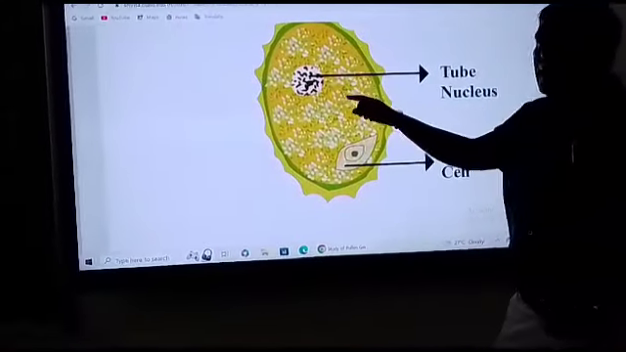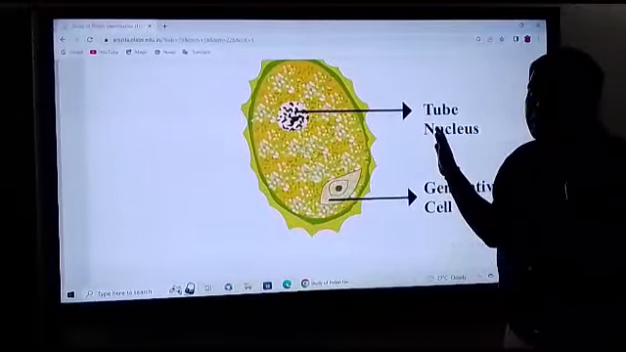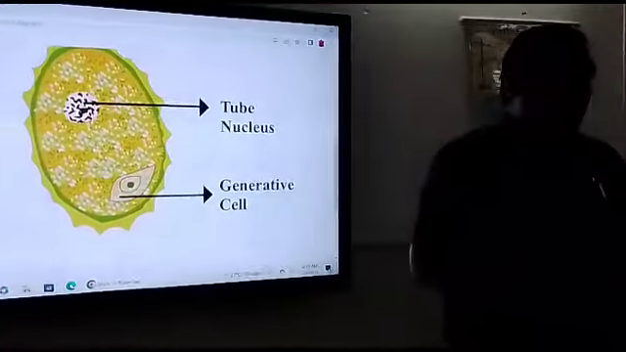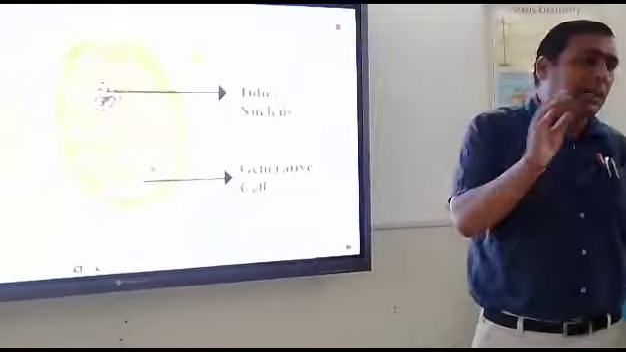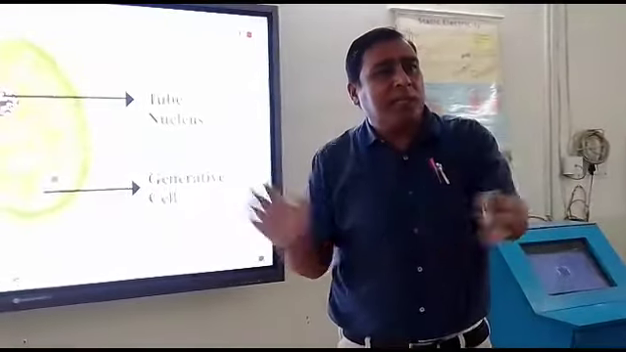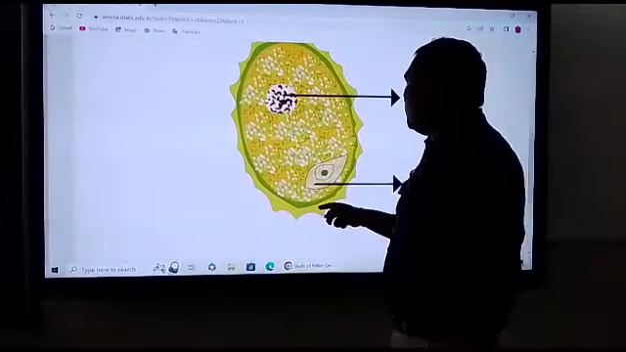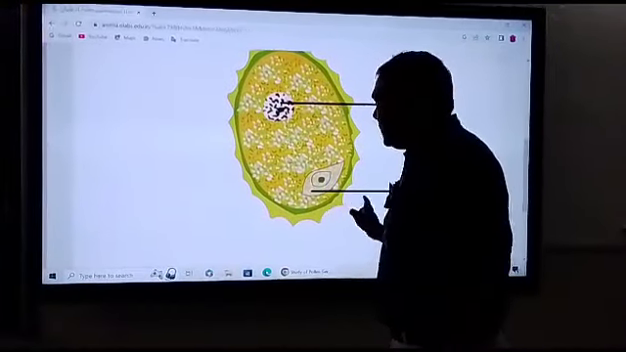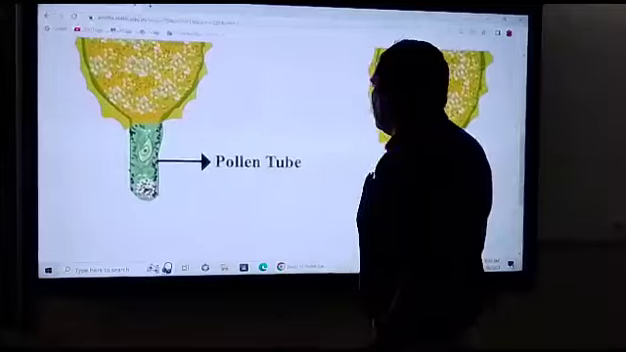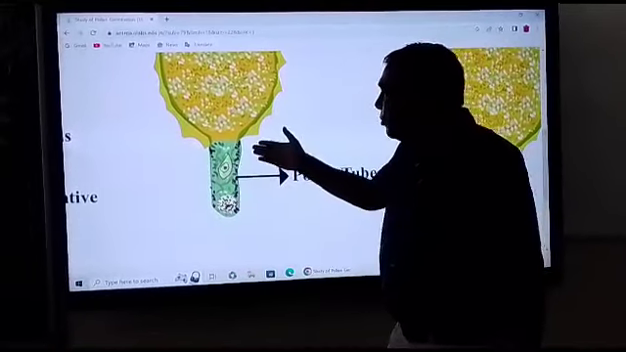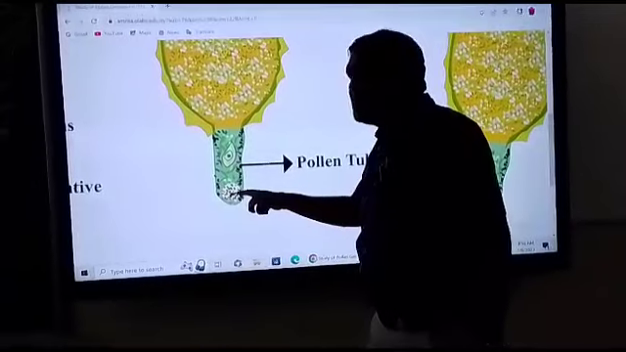You can see here that there is a tube nucleus. What is the tube? The tube has not been formed there. Actually, it is the generative cell, the vegetative cell nucleus. Understood? So what will happen is this is going to form a tube here. That tube is going to be this one. This is the tube you are seeing. So when the tube is formed, children, this is the tube nucleus.